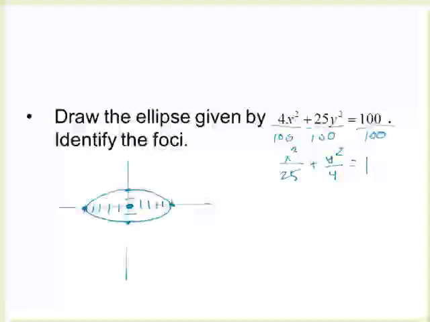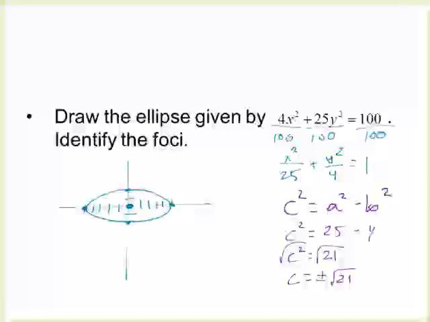Then we need to find our foci. We're going to use the equation c squared equals a squared minus b squared to do that. A squared and b squared are the numbers in the equation, so that a squared is the bigger one, so that when we subtract, we'll always end up with a positive. So we get c squared is 21, and c is plus and minus the square root of 21.